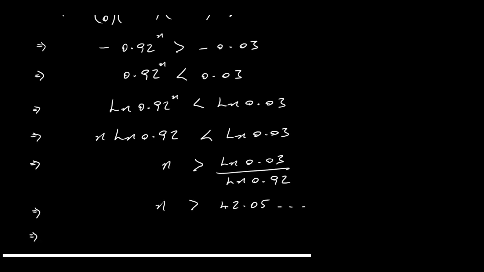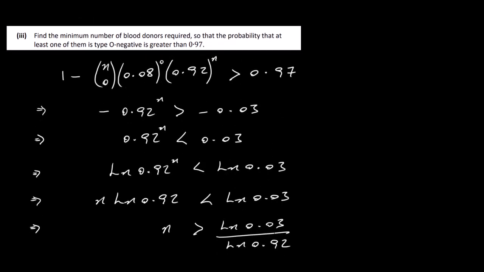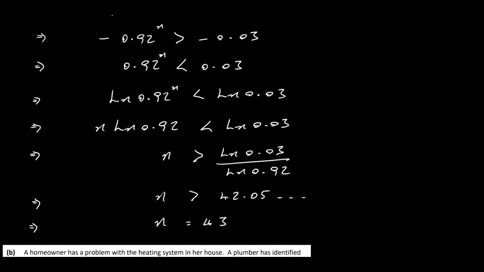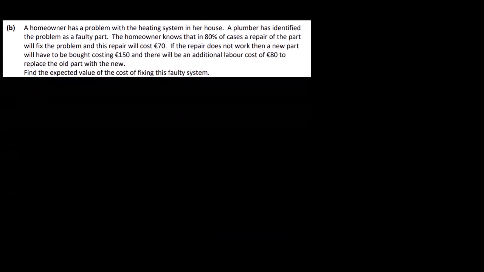Now we want n to be greater than 42, so that means n here is going to be equal to 43. So this is my answer here. We were asked to find the minimum number of blood donors, so we have to be looking at a natural number here. So that's it, n is equal to 43. Let's have a look at B here.